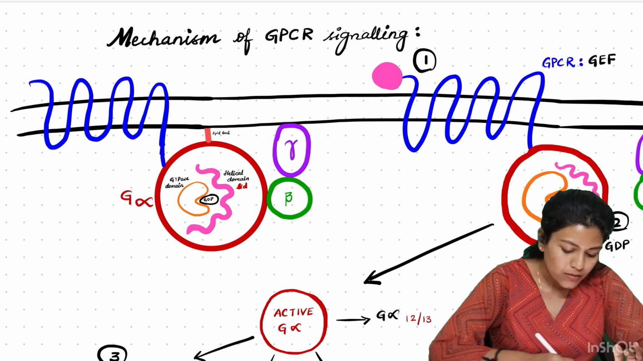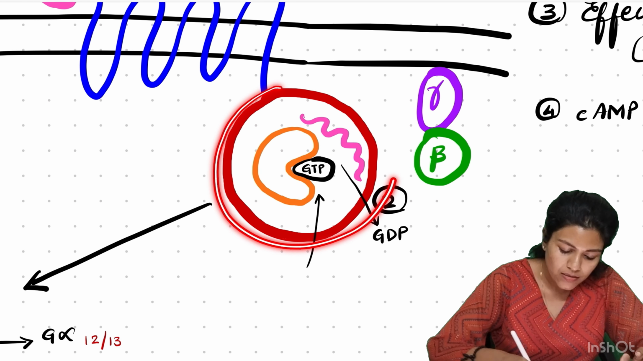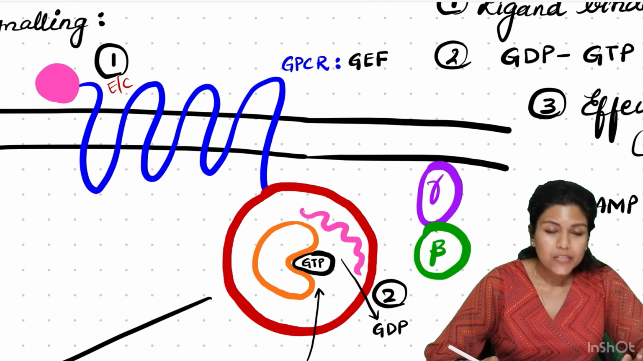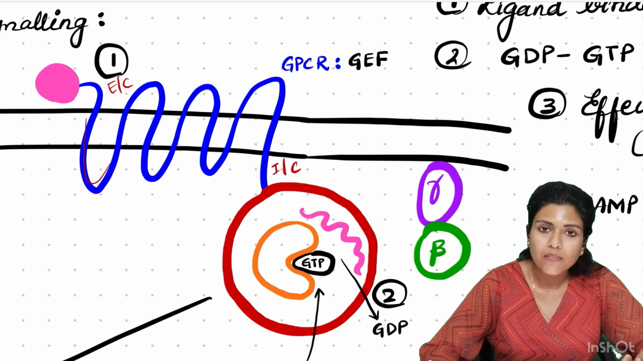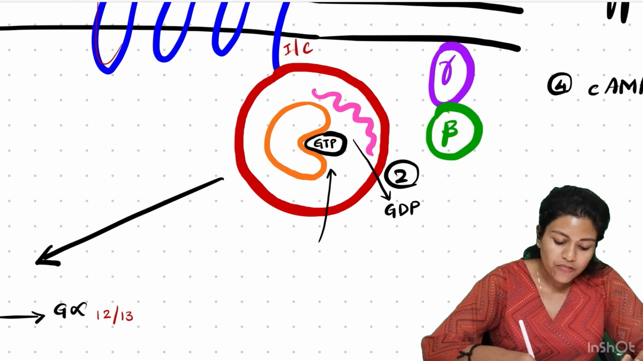Whenever there is receptor signaling, that means there is an extracellular signal coming in the form of a ligand. This leads to receptor signaling, which is transmitted via the intracellular loop to the alpha subunit. So here the ligand will bind to the extracellular loop. It will lead to signal transmission via these loops, and finally the intracellular loop, which is connected to the alpha subunit, will receive this signal. Because of this signal, there is a conformational change of the alpha subunit.